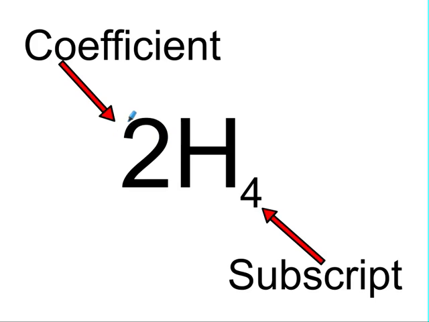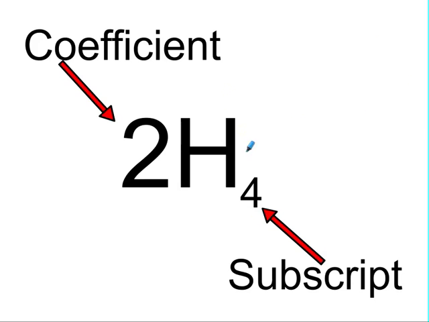If this coefficient was a 3, that would be 3 hydrogen 4s, which would mean 3 times 4, 12. If the subscript was 2, if we had H2, that would be 2 H2. We would have 4 total hydrogens. Okay? Make sure you understand and be able to use these.